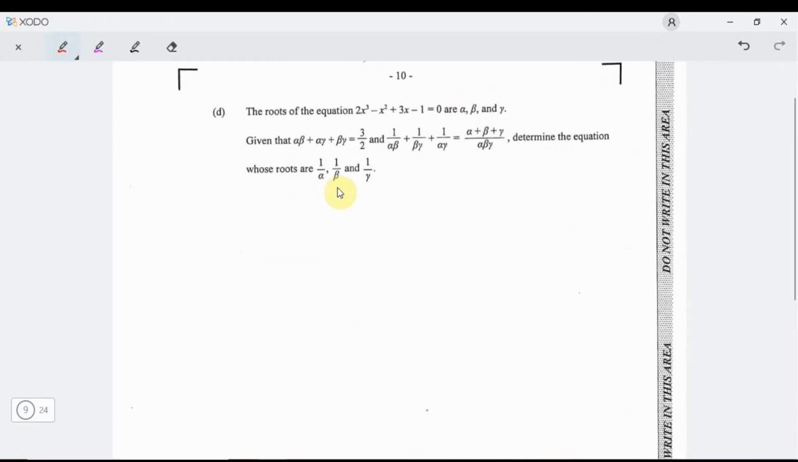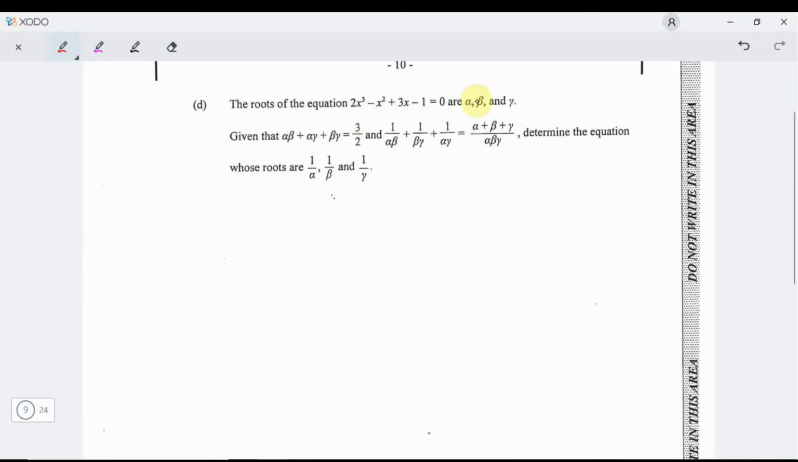Next part, they tell us the roots of the cubic equation are these. Given that alpha beta plus alpha gamma plus beta gamma is 3/2, and they gave us this equation, determine the equation with these roots. First thing is, from the original equation, you have to remember that for a cubic equation, alpha plus beta plus gamma, the sum of the three roots, is equal to minus b over a. You have to remember that formula.